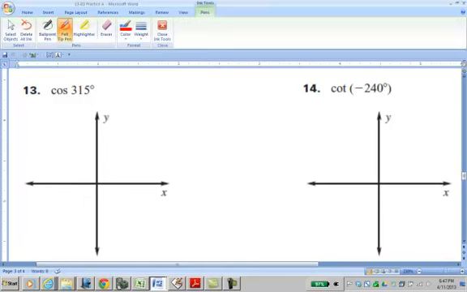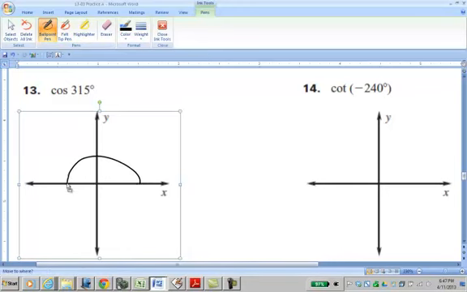Let me get this going here. Okay, here's the initial side right here. It's positive angles, so we're going to go counterclockwise. And here's 270 plus 45 more makes 315. So here's the terminal side right here. Now we're using the unit circle.